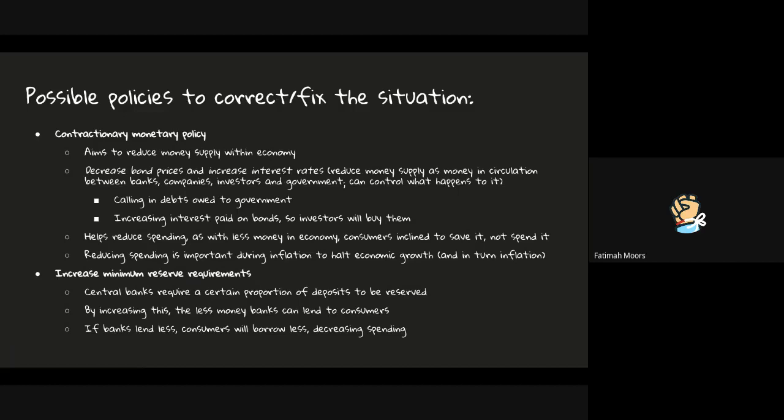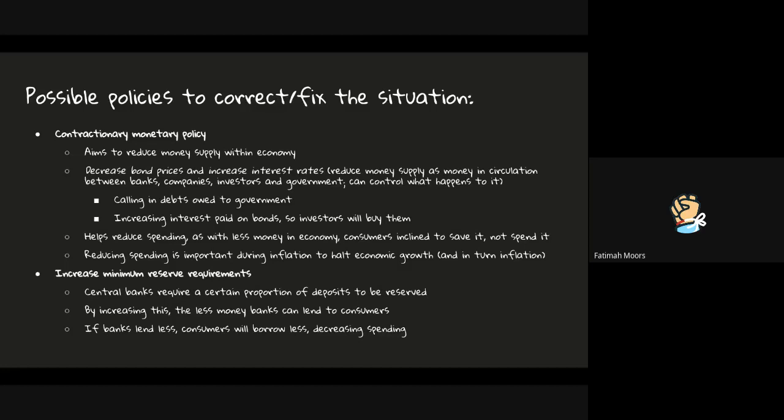This in general helps to reduce spending, as with less money in the economy, consumers are inclined to save it and not spend it, meaning that they'll keep more in their wallets, keep more in their savings account. And reducing spending is important during inflation to hold economic growth and in turn inflation.